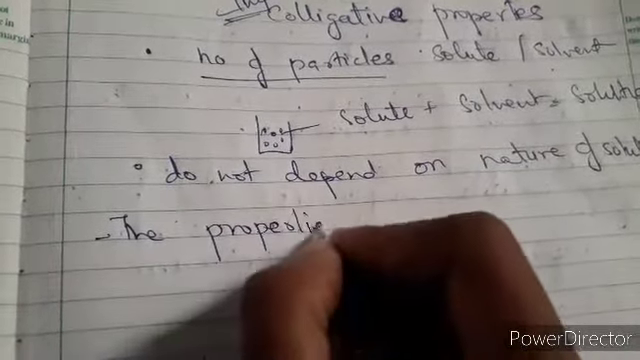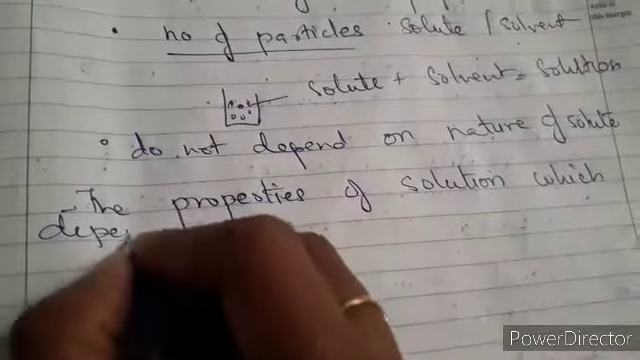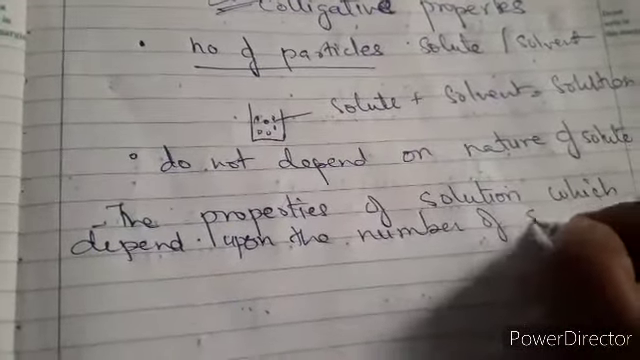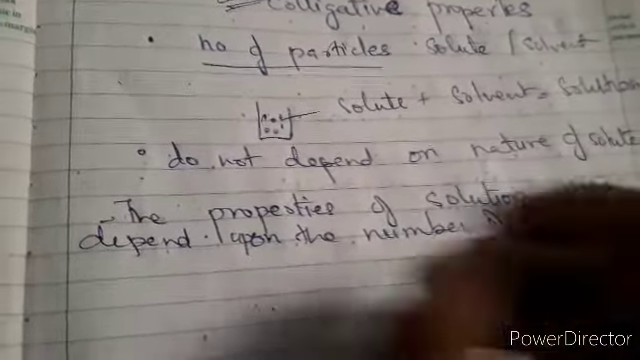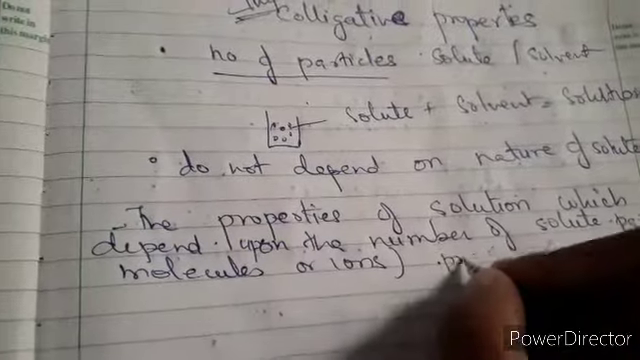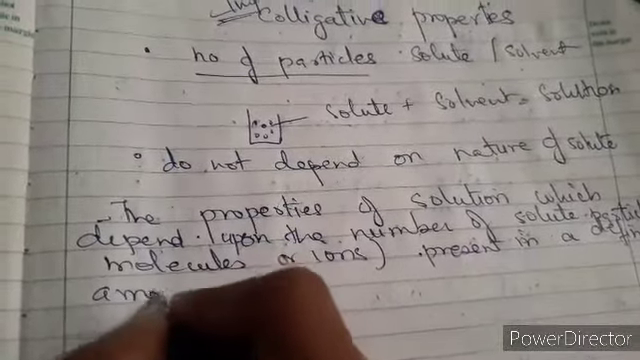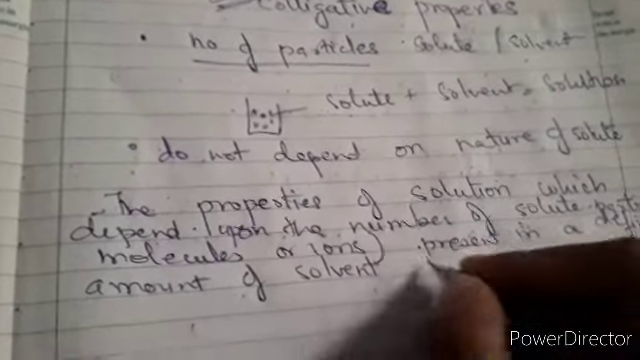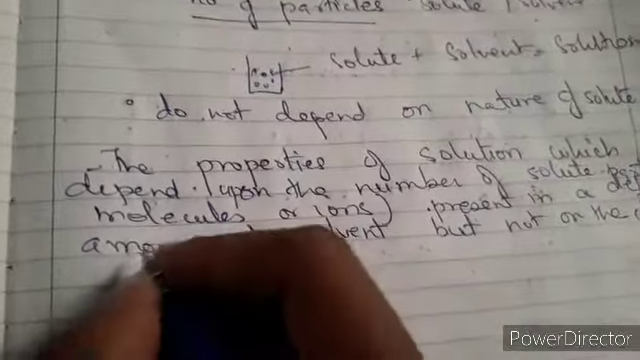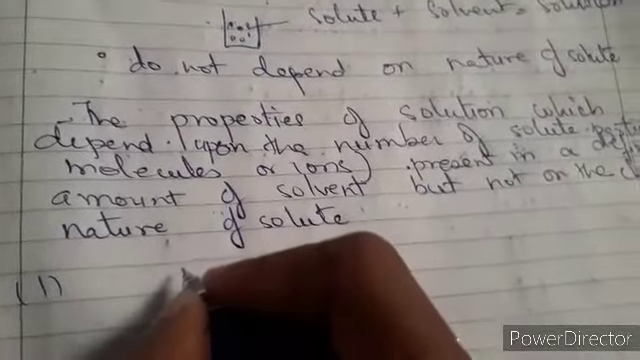So this is basically the properties. It's an important definition. Properties of a solution which depend upon the number of solute particles, meaning molecules, or it can be depending on ions, anything can be there, present in a definite amount of solvent, but not on the chemical nature of solute.